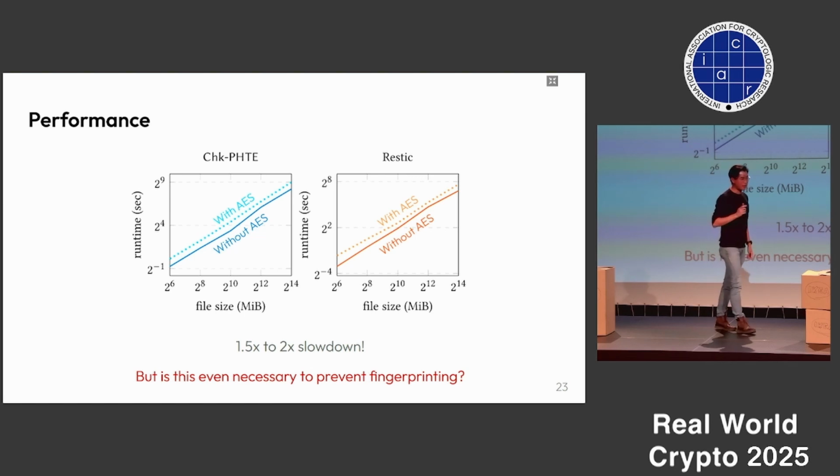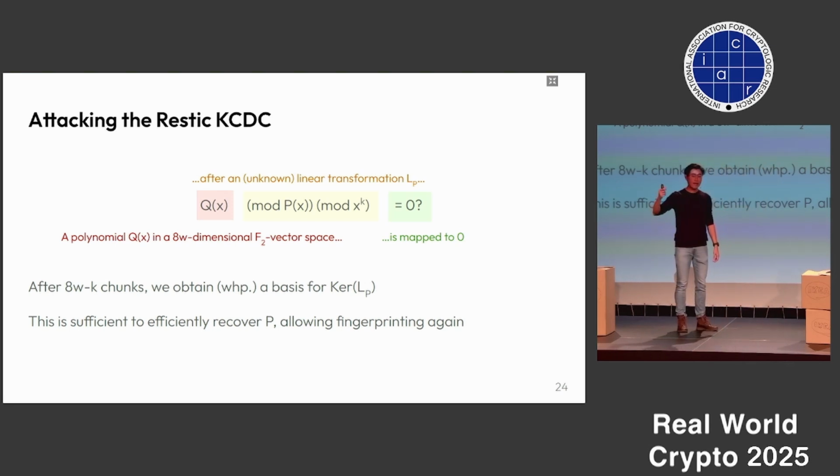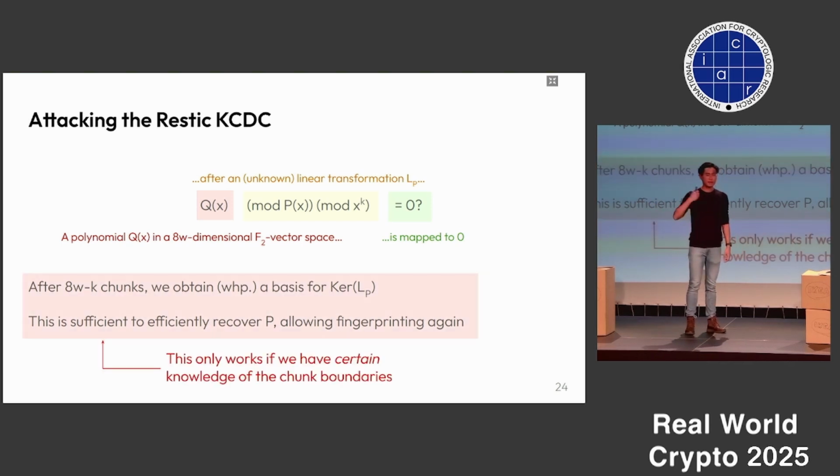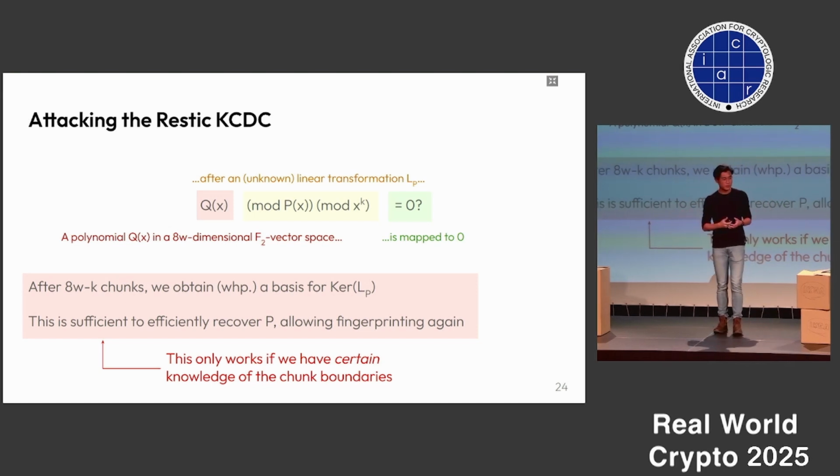To answer this question, let me go back a little bit to a slide that we saw before on the attack on Restic KCDC. And I said here, if we have enough chunks, so if we have exact knowledge about the chunks, we can recover the polynomial P. But sometimes there are some processes, for example, encryption, for example, padding, that do not give us complete information about the chunk boundaries. So if we look at the KCDC scheme, yes, it's broken, right? But a little bit outside of it, we have some noise. So our attack, for Restic in particular, requires very specific knowledge about the chunk boundaries. And if we don't have that, this actually kind of breaks our attack.